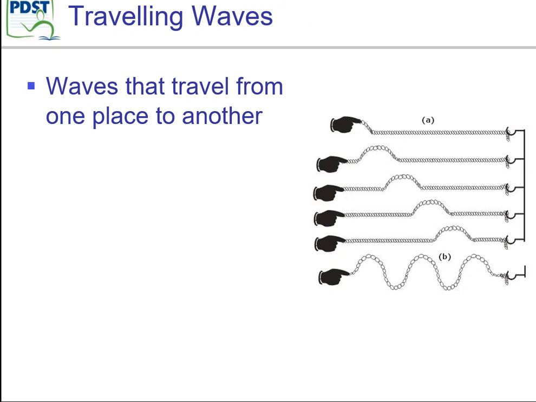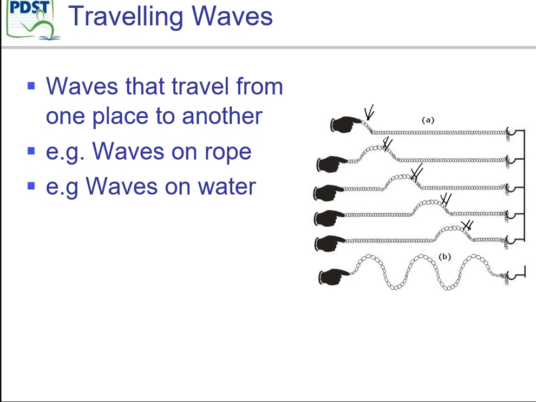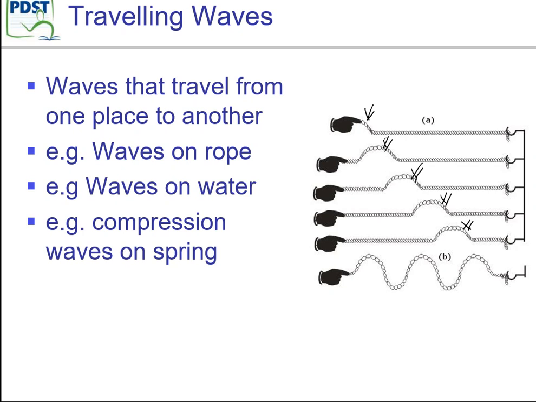Now we have what we call traveling waves. These are usually waves that travel from one place to another. An example is waves on a rope. You can see initially the wave is at this point. As you are vibrating the rope, you can see the wave has moved to this point, has moved to this point, has moved to this point. So the wave is traveling from one point to another. That type of wave is called a traveling wave. Examples are the waves on a rope, the waves on water, or compression waves on a spring. All those are traveling waves because they can travel from one place to another.